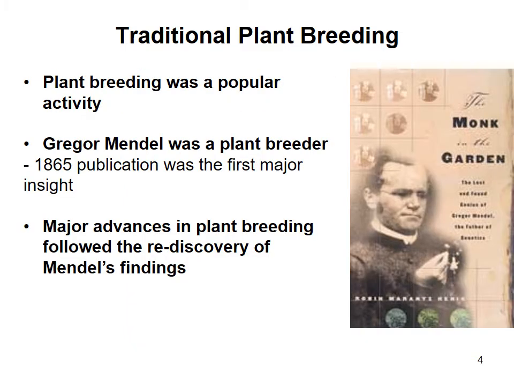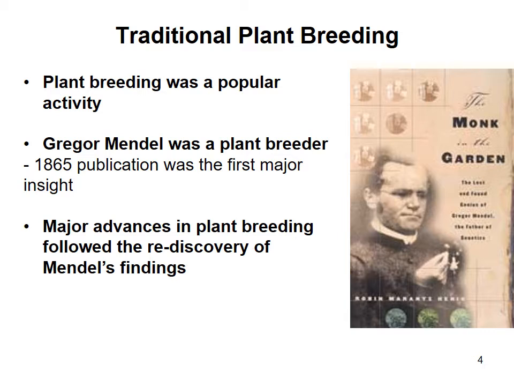Despite being poorly understood, plant breeding was a popular activity. Gregor Mendel, the father of modern-day genetics, was a plant breeder, as were some of the leading botanists of his time. His 1865 paper explaining how dominant and recessive alleles could produce the traits that we see and could be passed to offspring was the first major insight into the science behind the art.